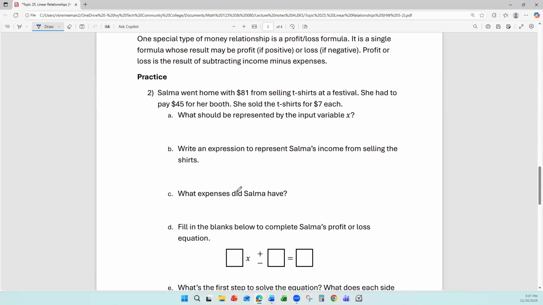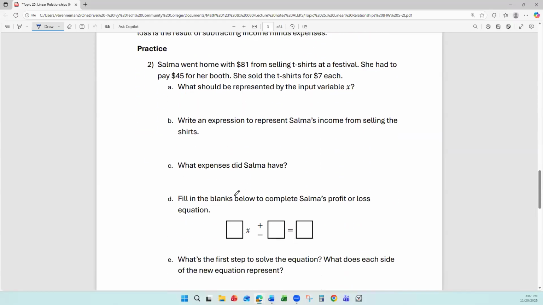Next example, the next few examples, we're looking at money. And you have to be careful with money, thinking about whether things are being added, subtracted, positive or negative. Kind of depends on the context of what you're working with. So number 2, Salma went home with $81 from selling t-shirts at a festival. She had to pay $45 for her booth. She sold the t-shirts for $7 each.